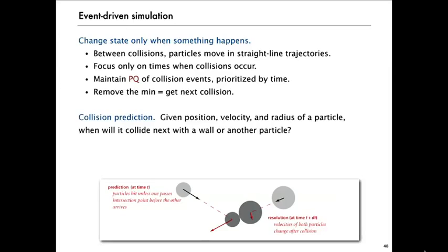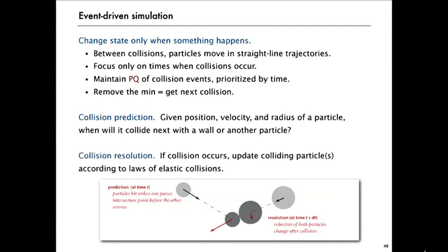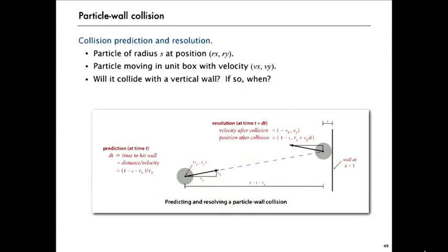So we have to do collision prediction, which is, given position, velocity, and radius, when is it going to hit another particle or the wall. And then there's resolution, which is to figure out how to change the velocities of the particles according to physical laws. This part I'm not going to talk about in that much detail right now because it's high school physics. And I think most students have had some high school physics and will be able to do this math, or at least be convinced that the code that does this math is correct.